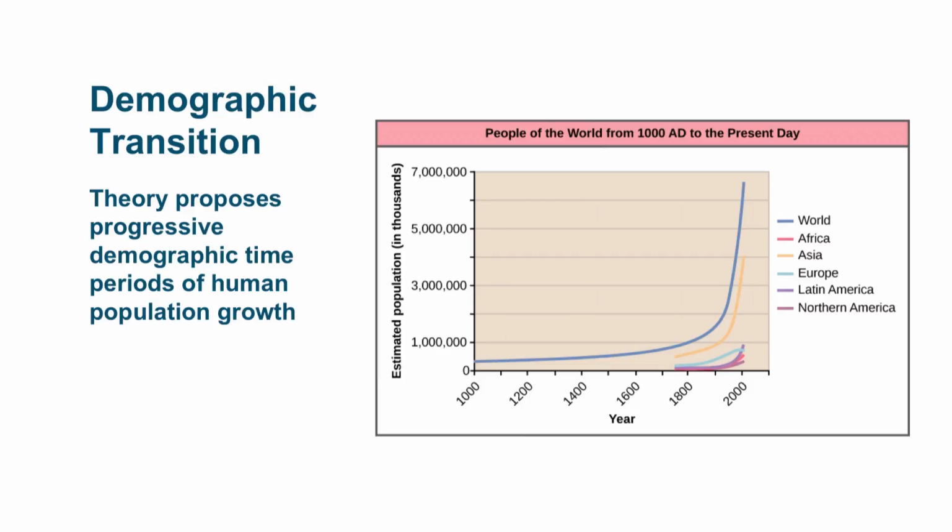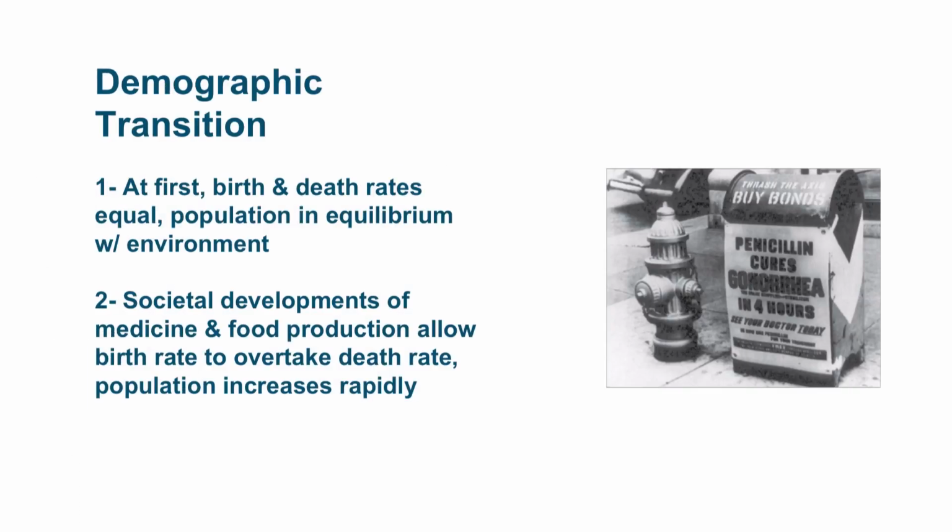So let's talk about this concept of demographic transition. This is a theory that proposes progressive demographic time periods of human population growth. Human populations tend to start out with birth and death rates being roughly equal, so the population is in equilibrium with the environment.